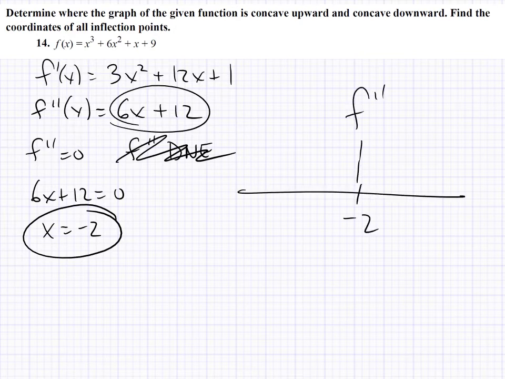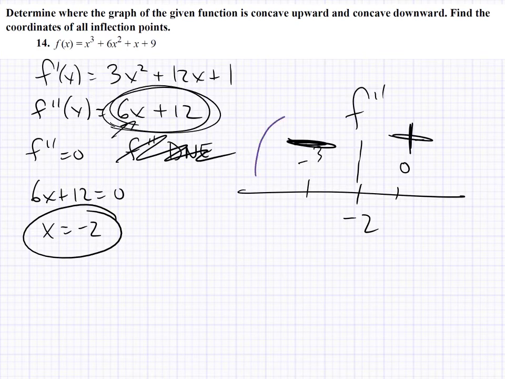We're going to look at the second derivative. So I'll plug negative 3 and 0 into the second derivative. You clearly see when you plug negative 3 in, you're going to get a negative. When you plug 0 in, you're going to get a positive. If the second derivative is negative, it tells you you have a concave down picture. If it's positive, you're concave up for your function.